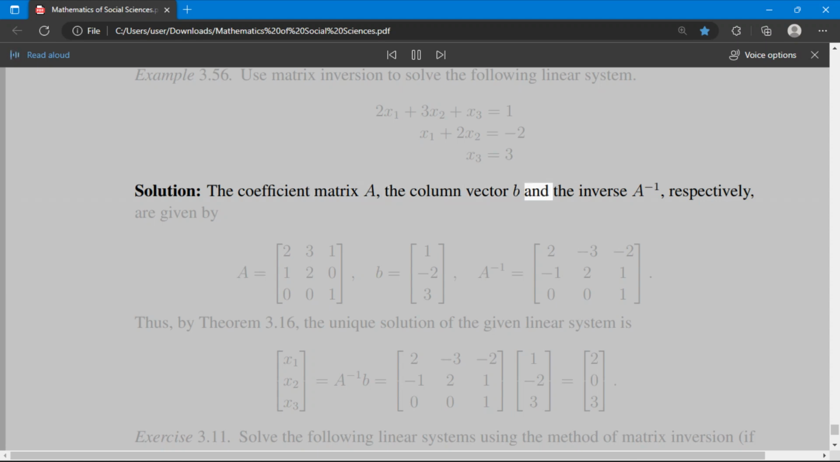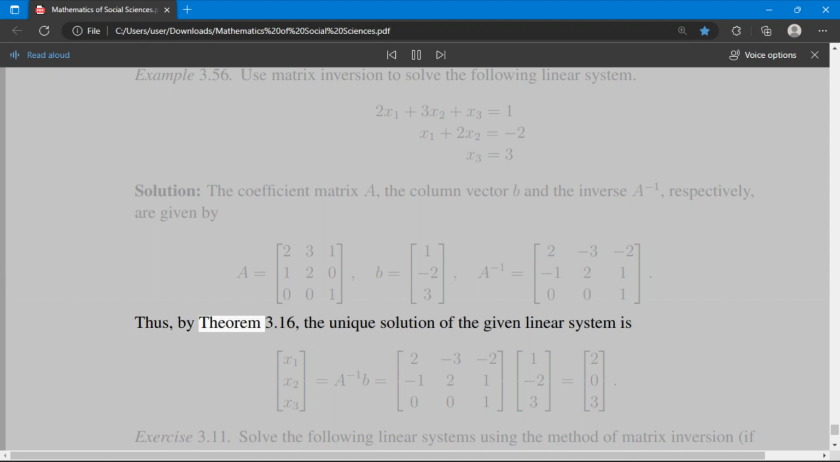Solution: the coefficient matrix A, the column vector B and the inverse A^-1, respectively, are given by A = [2 3 1; 1 2 0; 0 0 1], B = [1 2 3], A^-1 = [2 -3 -2; -1 2 1; 0 0 1].